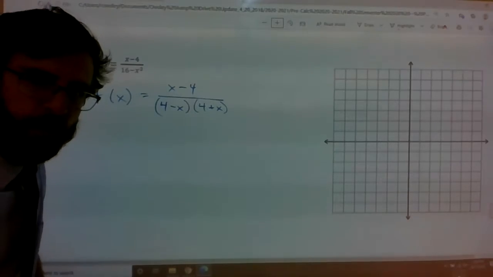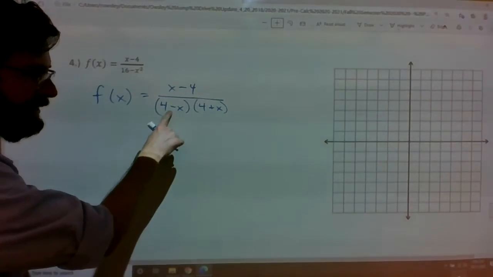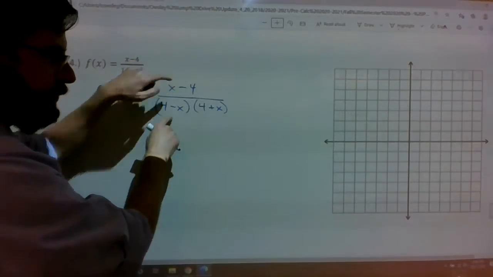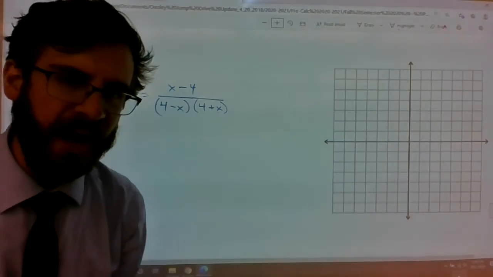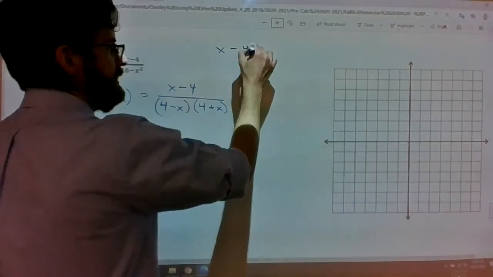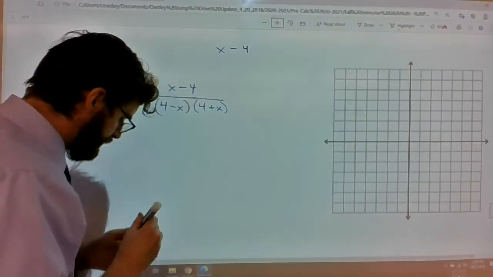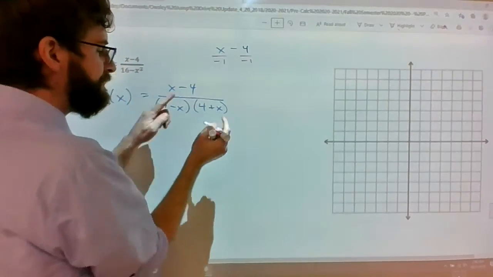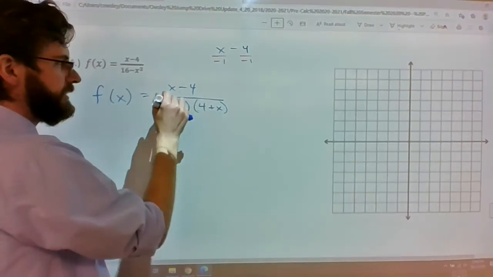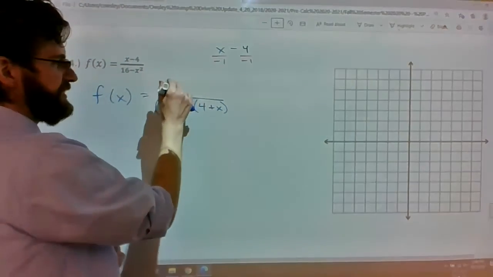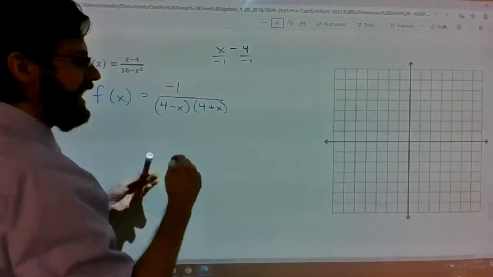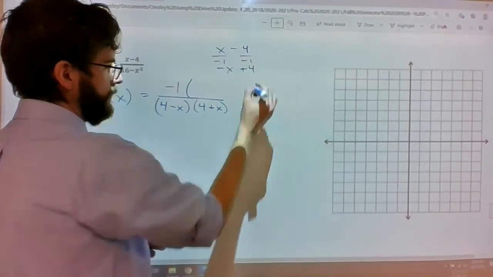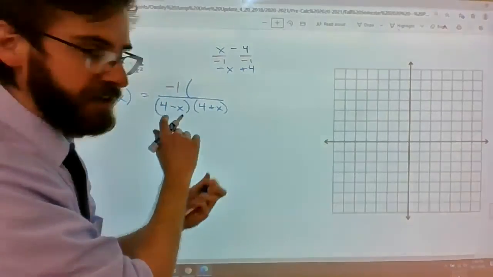However, you might want to rethink how you write either the bottom or the top, because these two are exactly opposites of one another. You can rewrite the top by factoring out or dividing out a -1. If you factor out a -1, then you can rewrite this as -1 times -x plus 4, or 4 minus x.